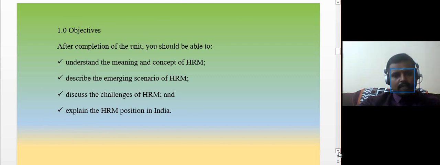So what are the objectives of this Unit 1? The students should be able to understand the meaning and concepts of human resource management, describe the emerging scenarios of human resource management and its practices, discuss the challenges of human resource management, and the last one, explain human resource management in India.